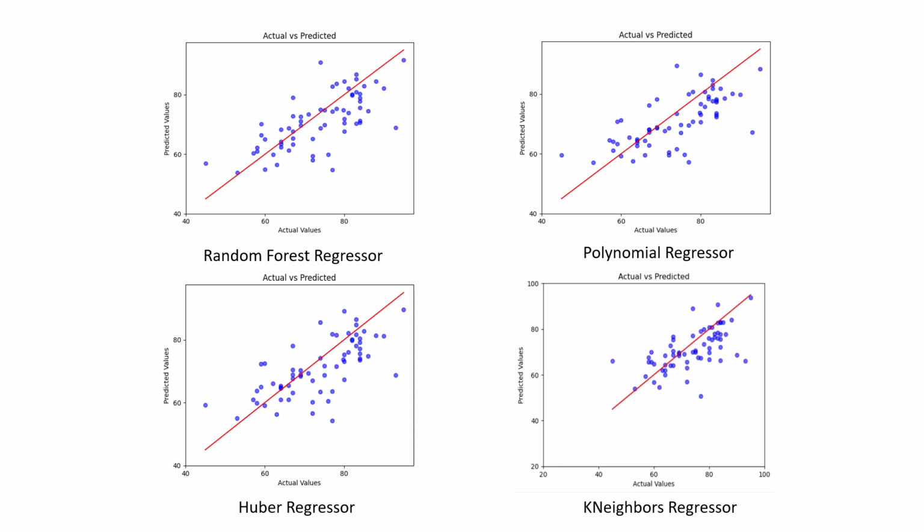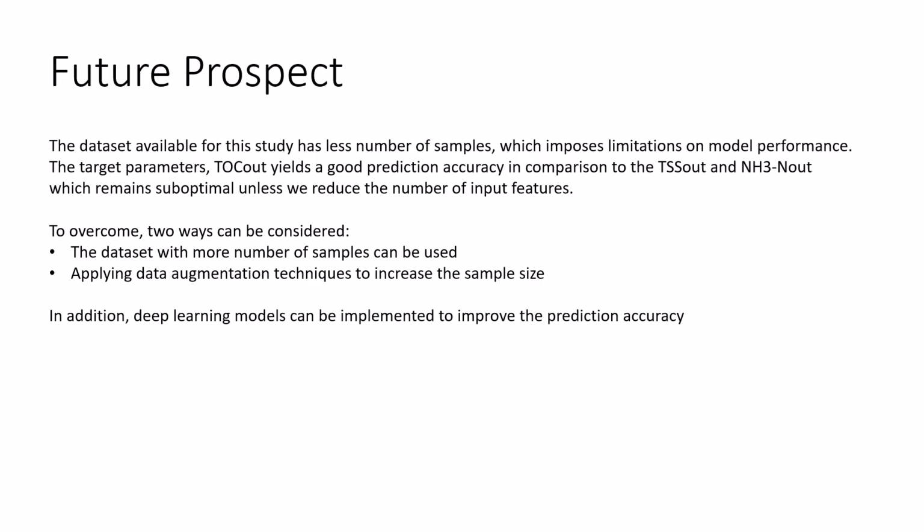Future prospects of the domain are as follows. The dataset which we implemented had a small number of samples, which led to limitations on model performance. And out of the target parameters, TOC out yields a good prediction accuracy in comparison to that of TSS out and NH3N out, unless we reduce the number of input features. To overcome these limitations, the following ways could be considered.